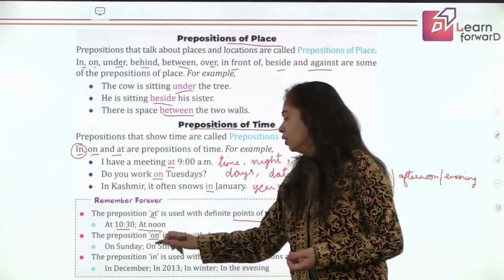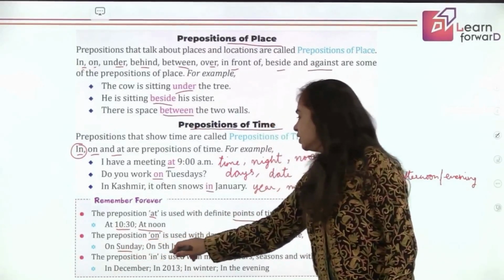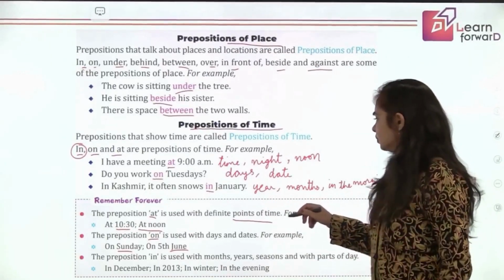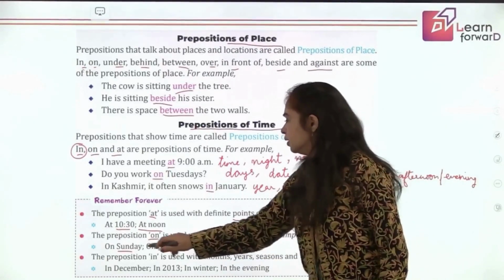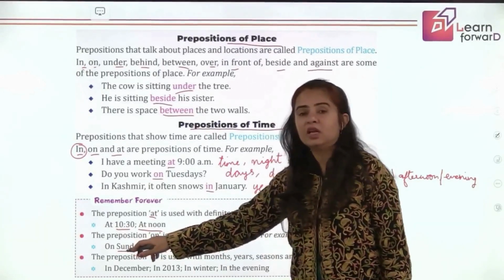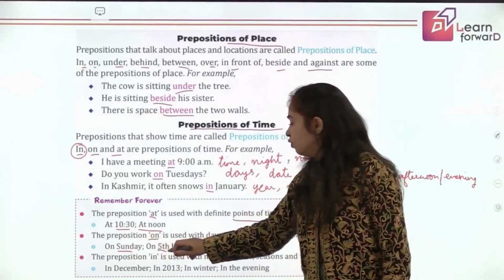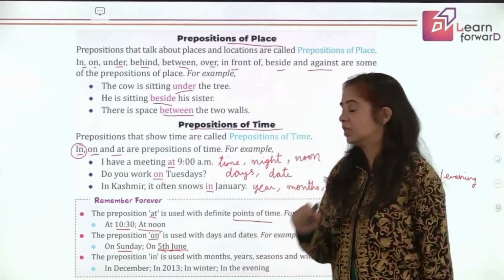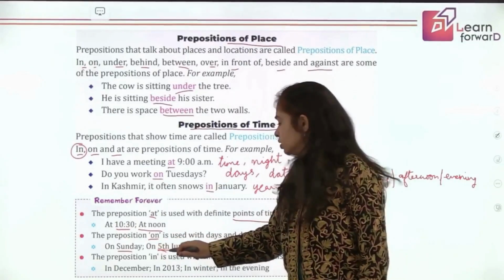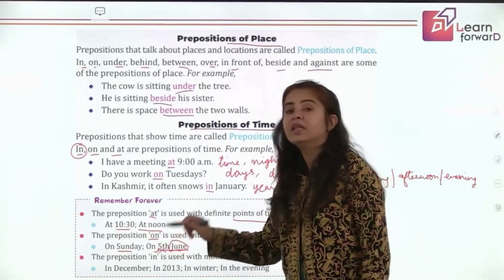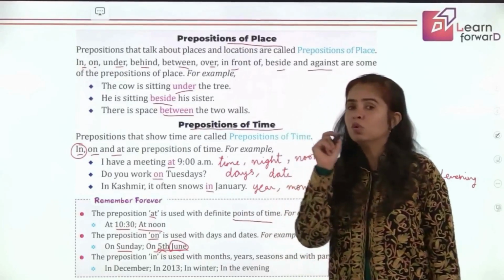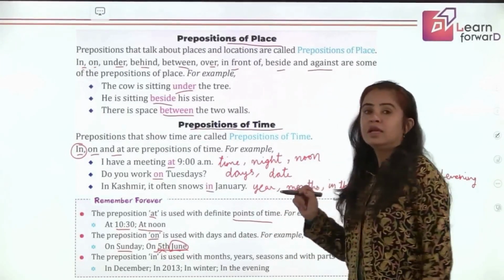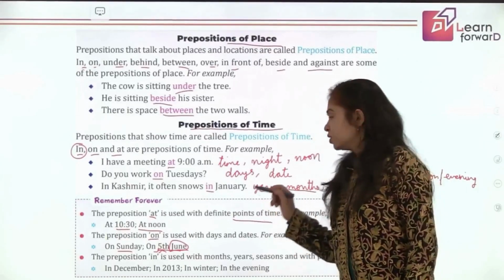And then on. On is used for days. It is used for dates. It is used for days, on Sunday, on Monday, and then it is used for date, on 27th September, like this. So even if you don't say the month, you are saying the date, then also you will use on, because only for month we use in. I have told you here, in January, in June, right? So this is how we do.